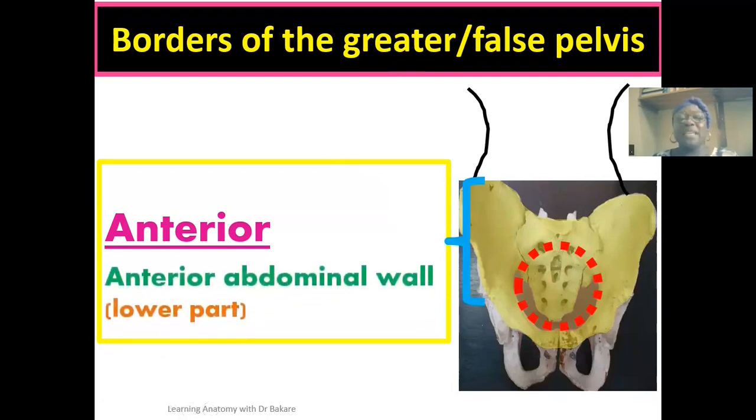Anteriorly, it is bounded by the anterior abdominal wall, specifically the lower part of the anterior abdominal wall. Remember, we said that this greater pelvis is continuous superiorly with the abdominal cavity. So there is going to be an extension from the abdominal region down to the anterior region of the greater pelvis. This extension also marks the anterior border of the greater pelvis.